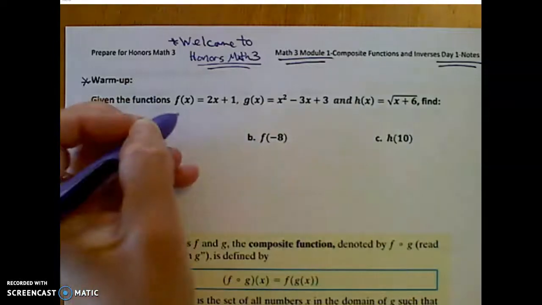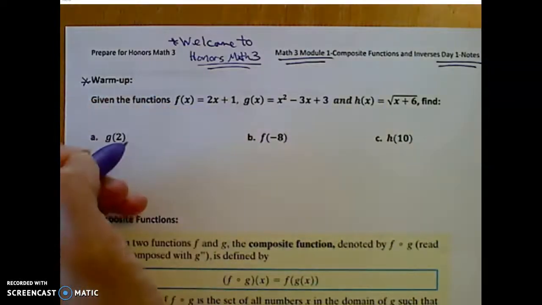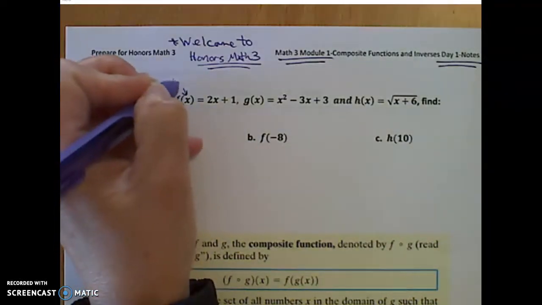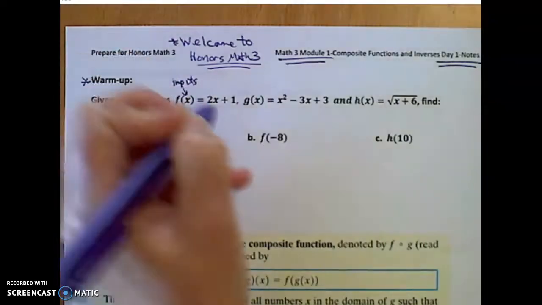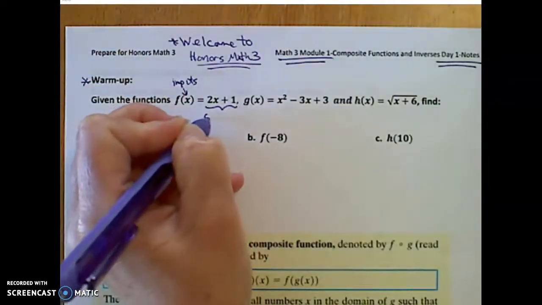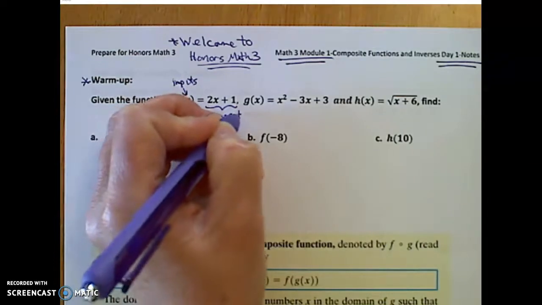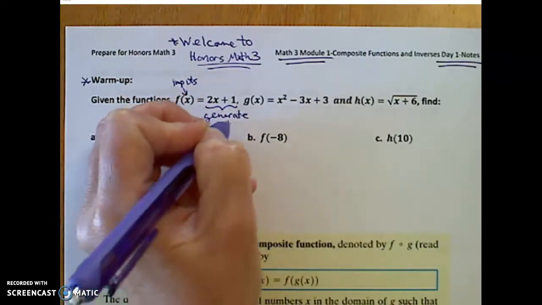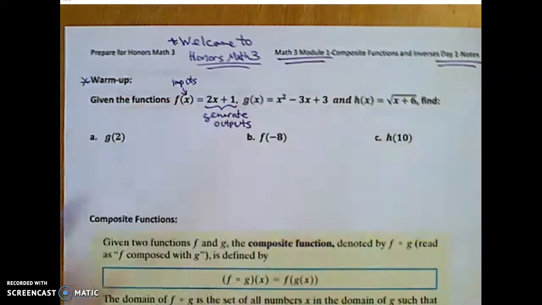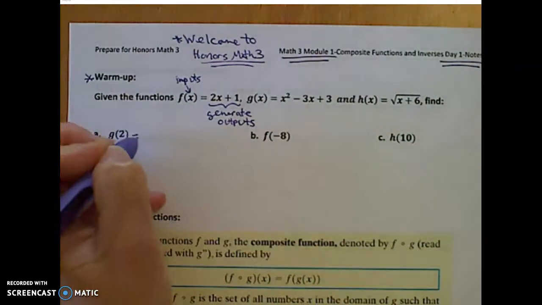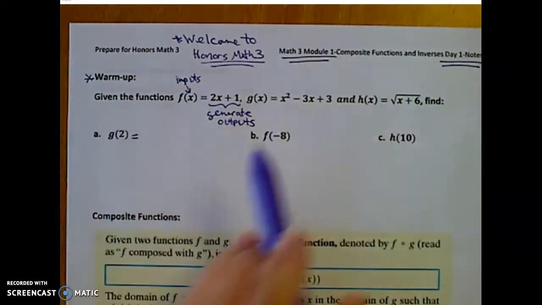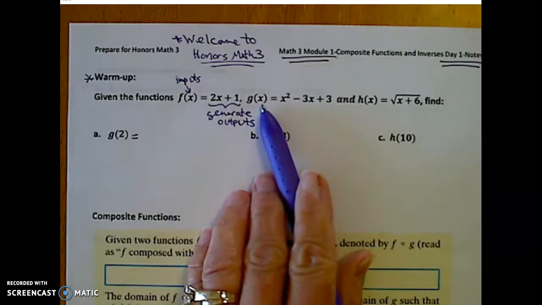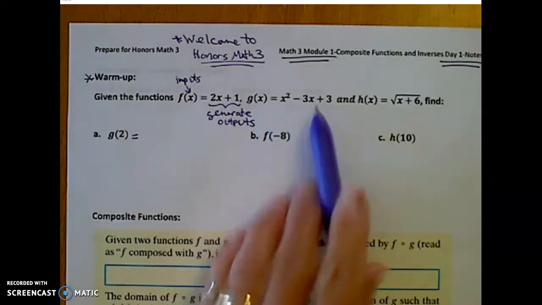Function notation. Remember, for function f of x equal to 2x plus 1, this represents my inputs of x, and this expression over here will generate my outputs. We're going to add some things to that as we take some notes. So if I'm evaluating g of 2, I'm going to look at my function g and wherever there's an x, I'm going to input 2.